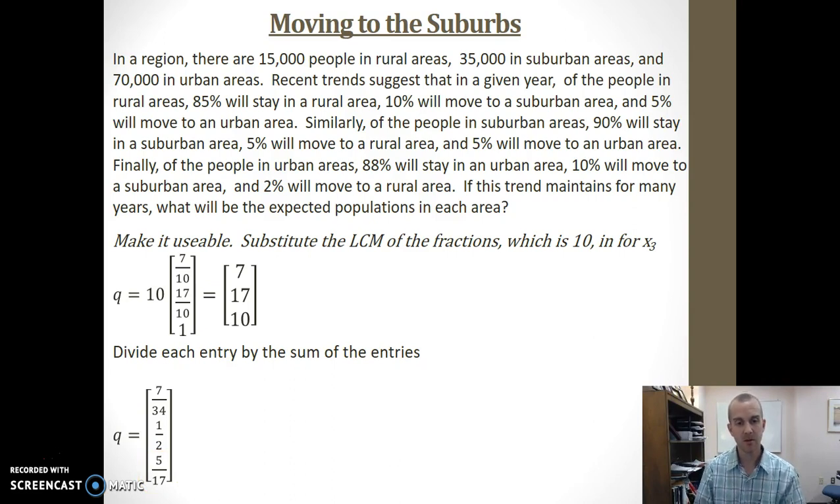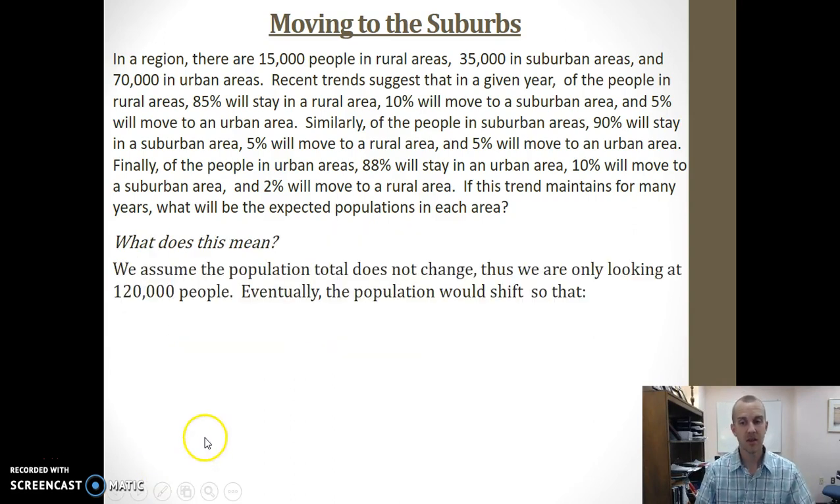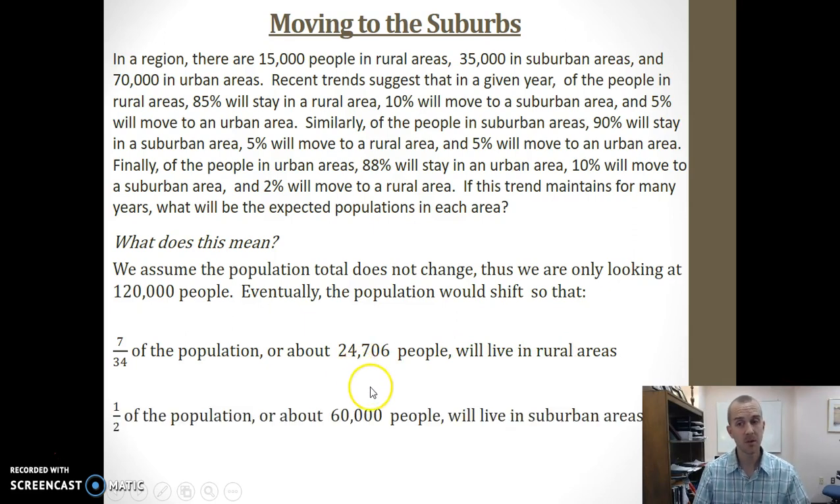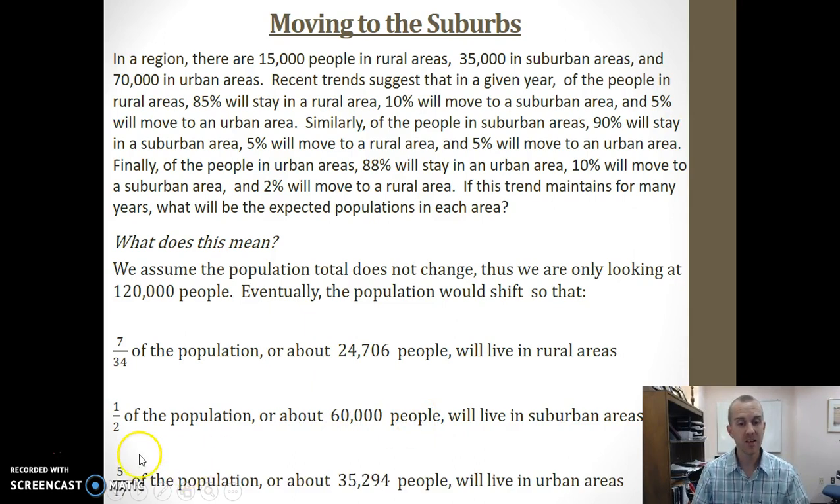Why does this matter? What this means in the long run is that if I think about my population of 120,000 people and they don't change over a long term, 7/34 of the population would end up in rural areas, which is about 24,706 people. Half the population would end up in suburban areas, or 60,000 people, and 5/17 of my population, or about 35,294 people, would end up in urban areas.